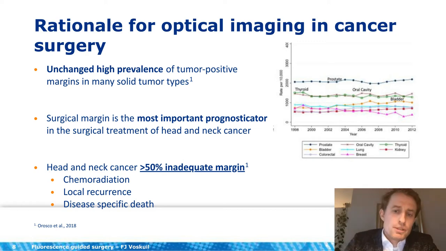So why should we use those techniques in cancer surgery? Now we know, and we know it already for a long time, that we see unchanged high prevalence of tumor-positive margins in many solid tumor types, to be honest. On the graph on the right, you can see that in the past 20 years, the tumor-positive margin rates have not changed that much, and definitely not improved dramatically, where you might expect it, because we have so much new technologies and scans and CTs and MRIs. But all those tumor-positive margin rates in these solid cancer types don't change that much, and in fact the line is completely flat in my opinion.